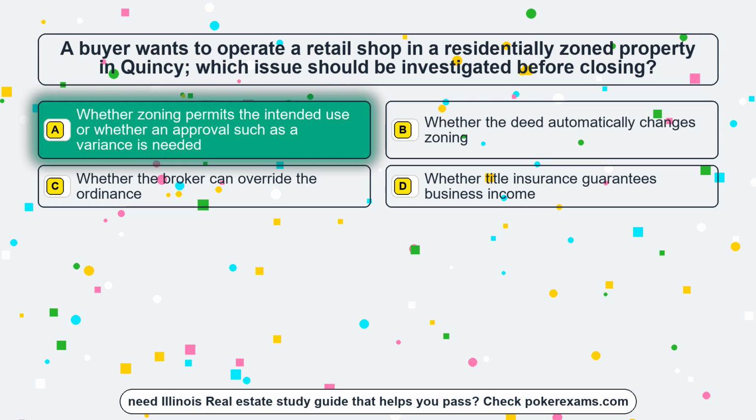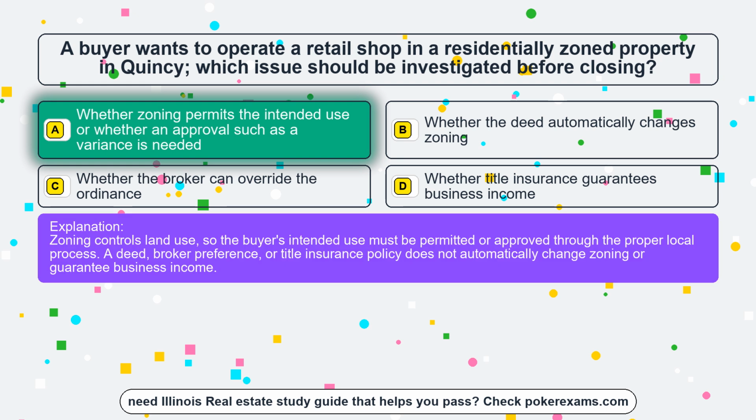The correct answer is option A. Whether zoning permits the intended use or whether an approval such as a variance is needed. Zoning controls land use, so the buyer's intended use must be permitted or approved through the proper local process. A deed, broker preference, or title insurance policy does not automatically change zoning or guarantee business income.